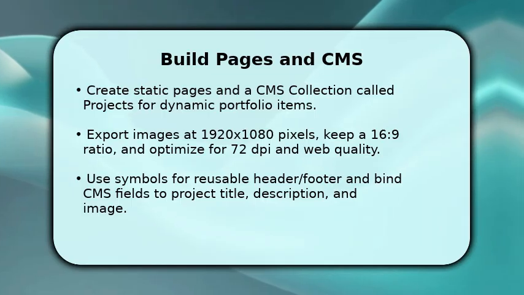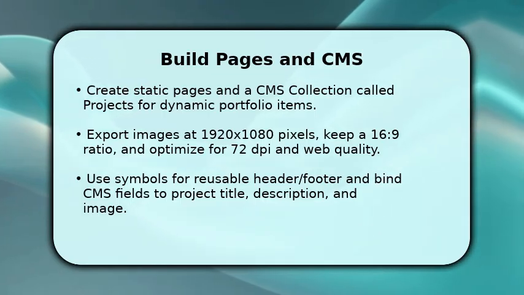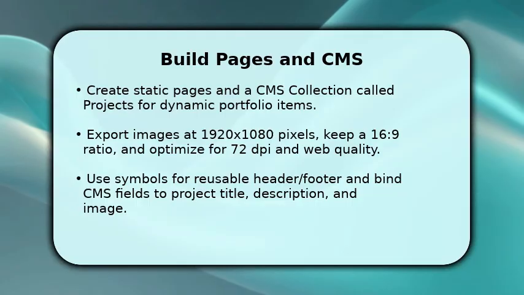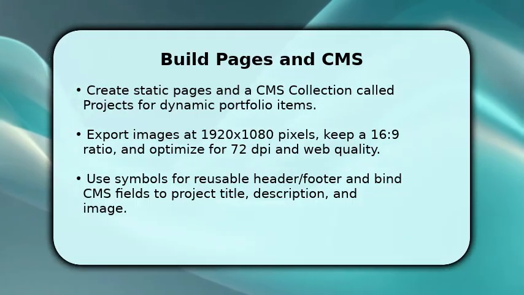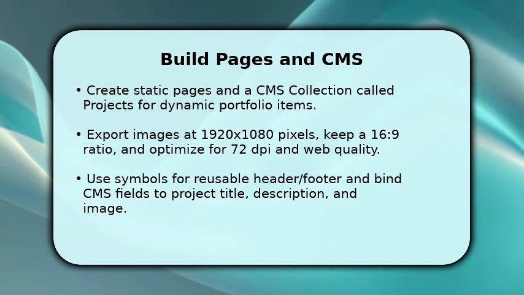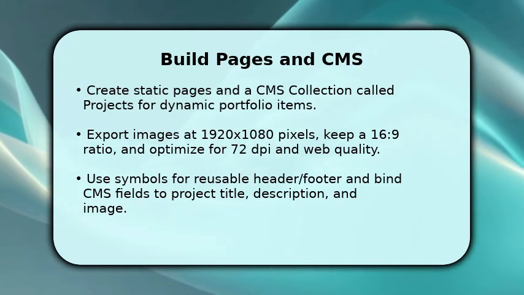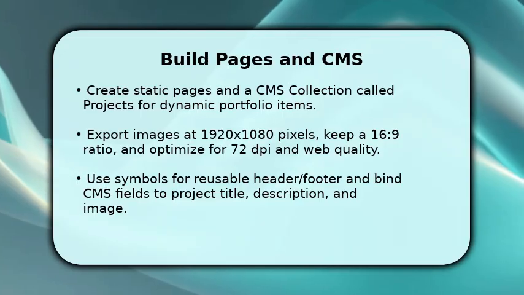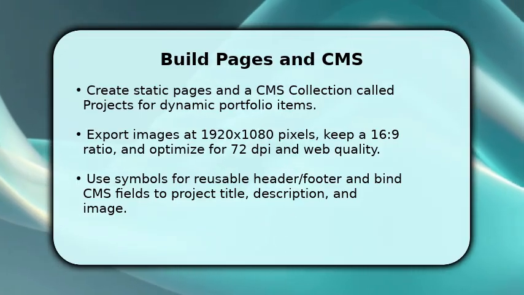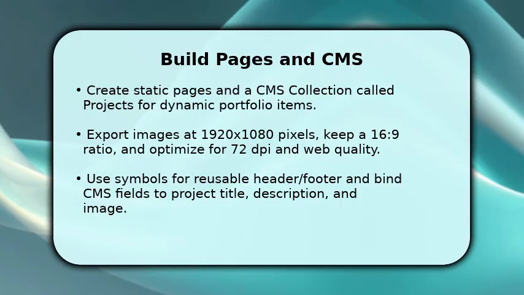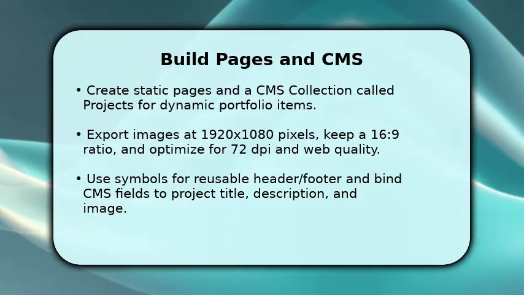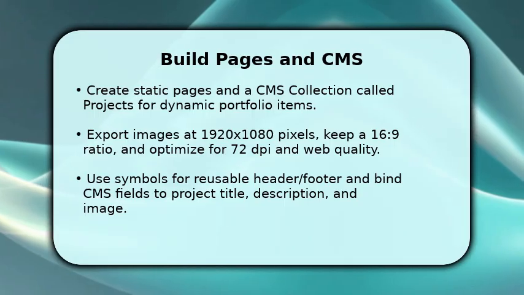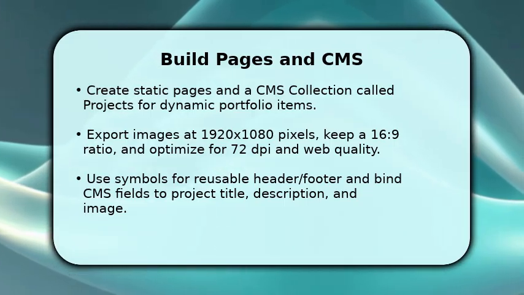Export images at 1920 x 1080 pixels, keep a 16:9 ratio, and optimize for 72 dpi to balance quality and load speed. Build project templates that bind CMS fields to page elements so new entries auto-generate detail pages. Use symbols for reusable header and footer components to ensure consistent navigation site-wide.